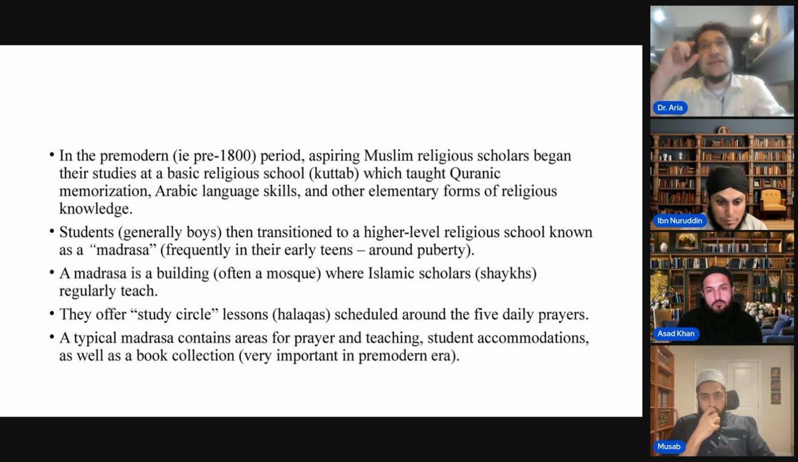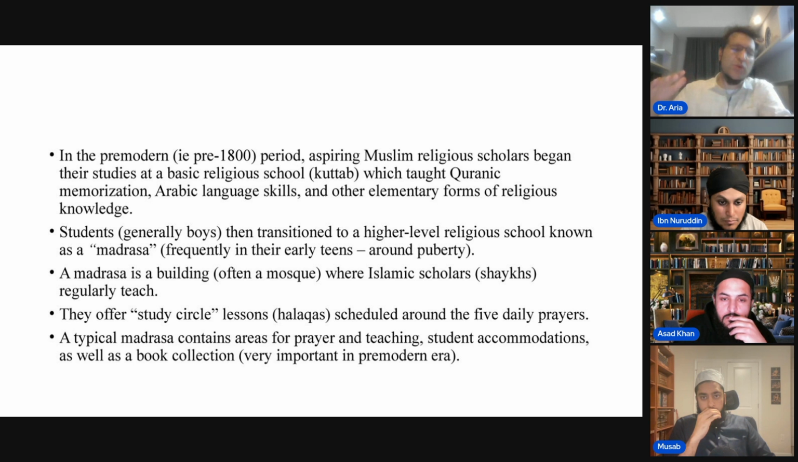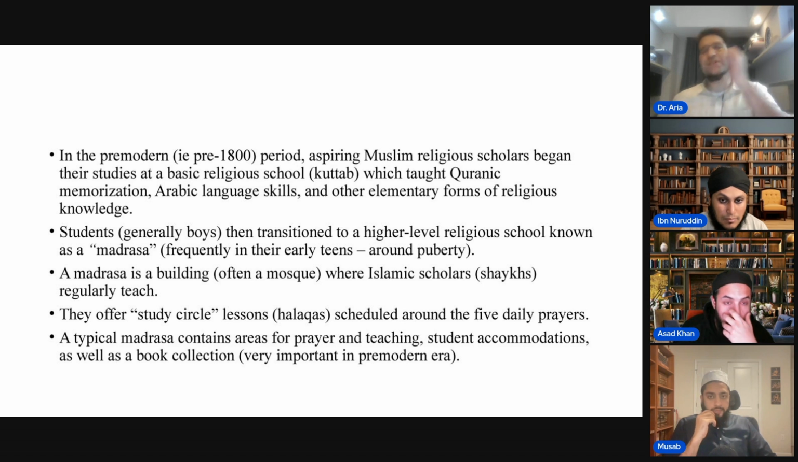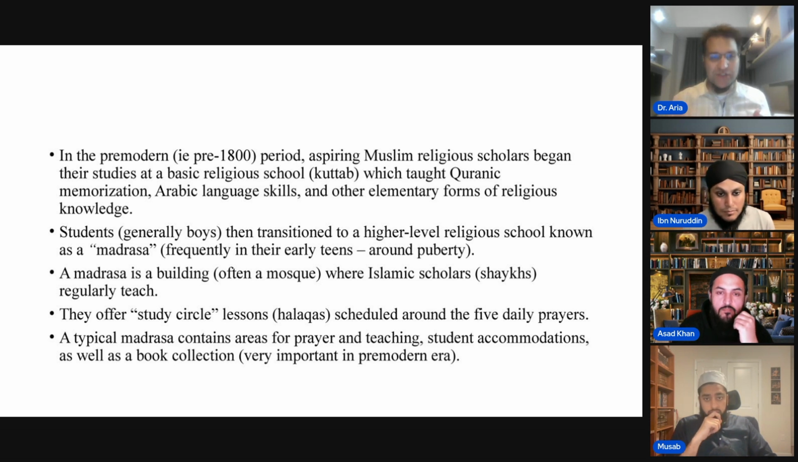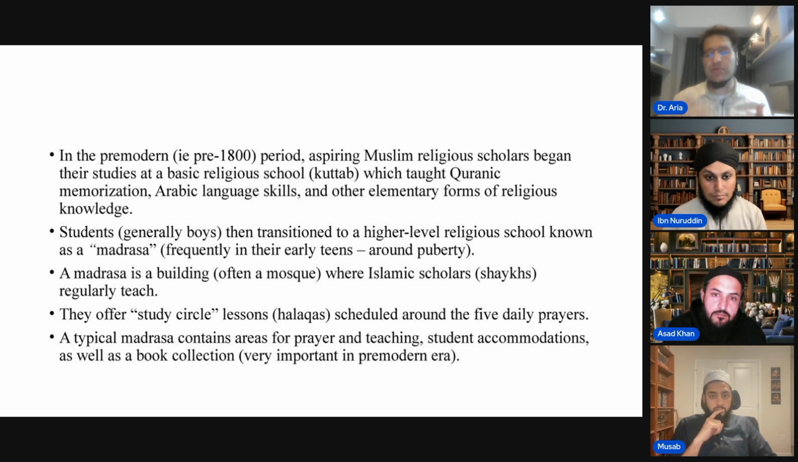So a madrasa, yes, it offers the advanced learning that we would associate with a college or a university, a place that you would go after you're 18 years old. But historically, the madrasa also includes people at earlier ages as well. Now, what is a madrasa? What does a madrasa look like physically? It is a building where Islamic scholars or sheikhs or ulama regularly teach. It's often a mosque, although it doesn't have to be a mosque.